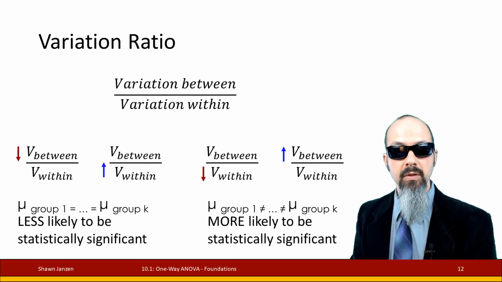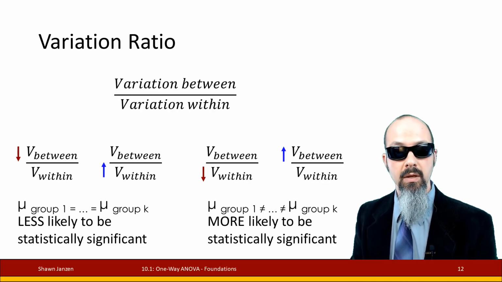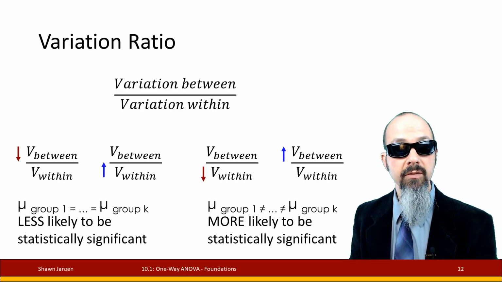So if you have little and decreasing variation between your groups, that's going to shrink your numerator. Just as well, if you have an increasing amount within groups, then that's going to increase your denominator, and it's going to cause a smaller ratio. That means that you're going to be less likely to be statistically significant because your ratio is going to be smaller, and it's going to be less likely to mean that your means are different from each other.